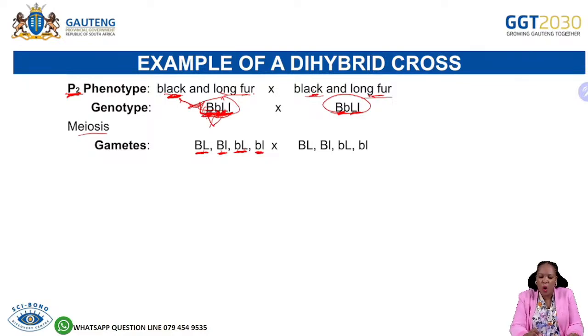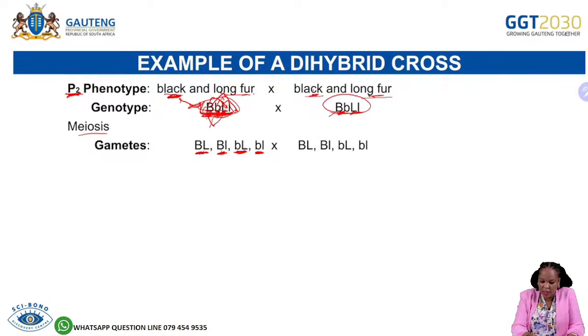So here you need to pay attention to what you are doing, because what you are essentially doing is multiplying this one with this one: the first with the first, and then the first with the second, then the second with the first, and then the second with the second. You see, this is now all the possible gametes that you will get for parent 1. You do the same for parent 2.